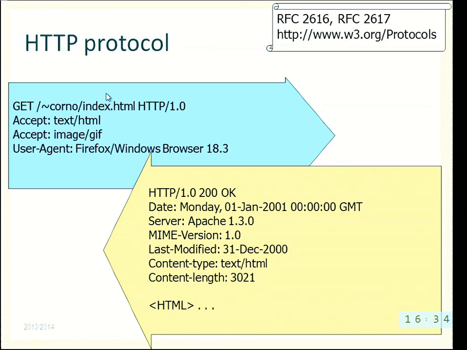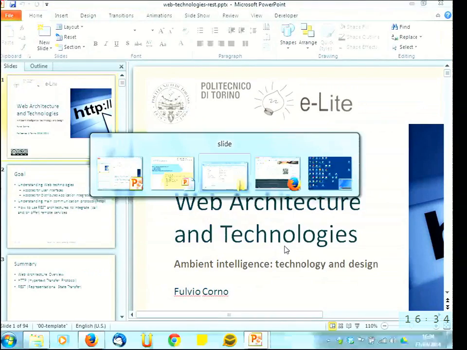So it's basically one line in which I request what I want, and one line that says, okay, I have it, instead of giving an error, and here it is, a blank line, and here it is, the content. It's very simple, okay? We will learn later more details about this, but this is what runs the web.